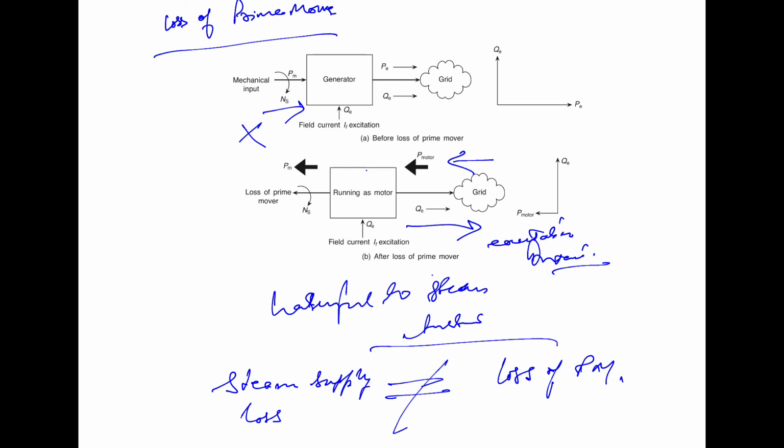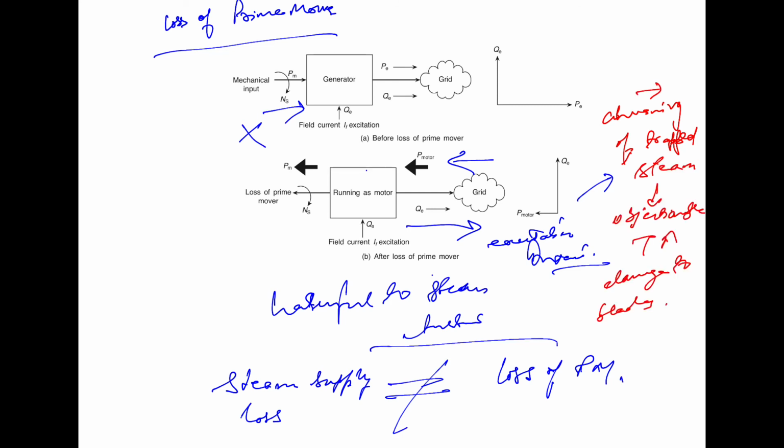And when the machine runs as a motor, there is the churning of trapped steam in the turbine, causing the objectionable temperature rise and damage to the blades, and loss of prime mover needs quick detection followed by the tripping of the generator.